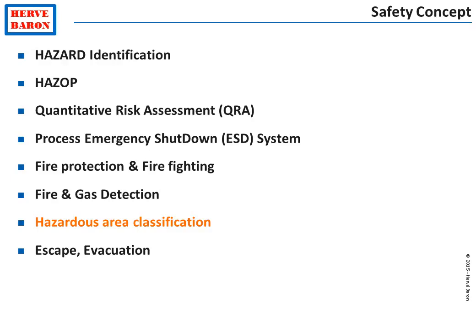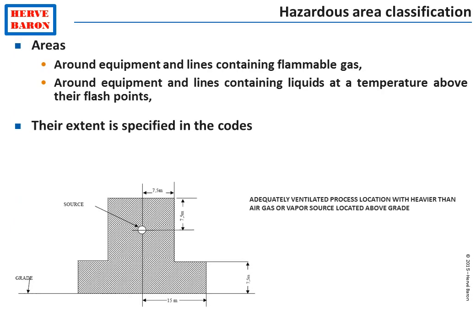The hazardous area classification consists of identifying the plant areas where a flammable atmosphere could be present. These areas are the areas around equipment and lines containing flammable gas and around equipment and lines containing liquids with flammable vapor, which means that they are at a temperature above their flash points. The extent of the hazardous area is specified in the codes.